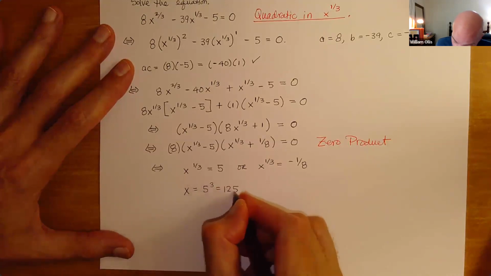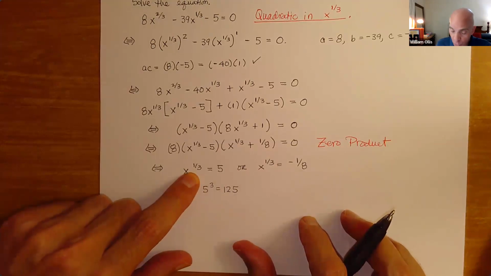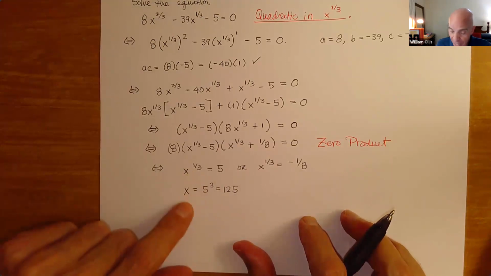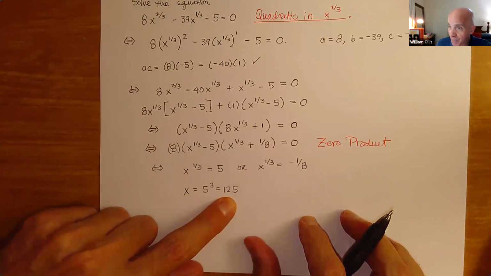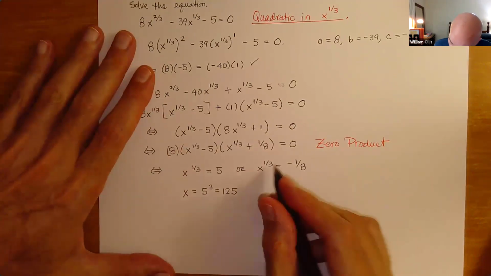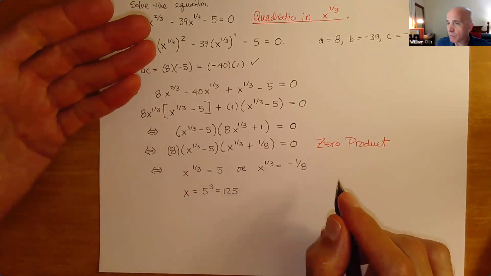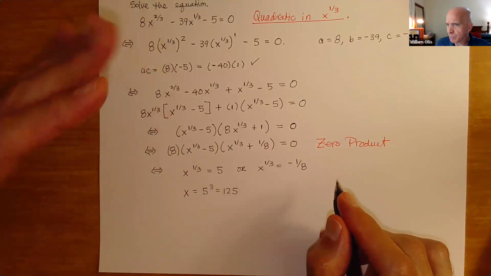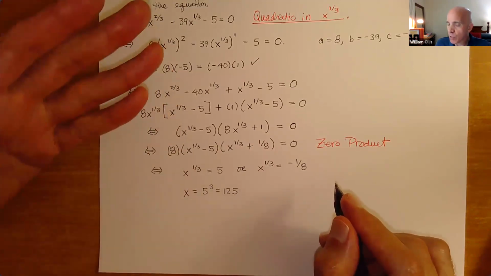So this is using the technique that we started with. How do we remove the 1/3? Well, we raise each side to the third power. So we get x equals 5 to the third, or 125. That is legitimate. And now, of course, here, we know that we can take cube roots of negative numbers, no problem. Square roots are more complicated, but odd nth roots are easy.